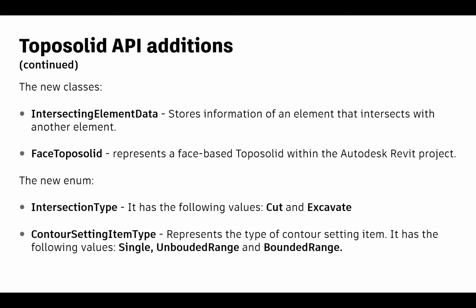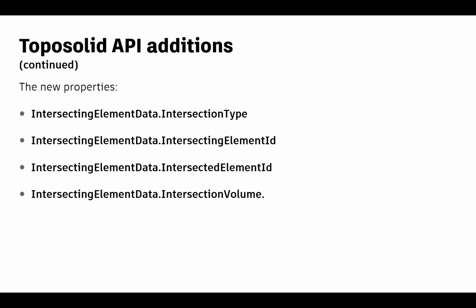There are also new classes, IntersectingElementData and FaceToposolid, and two new enums, IntersectionType and ContourSettingItemType, which could be single, unbounded range, and bounded range. Also new properties of IntersectingElementData: IntersectionType, IntersectingElementId, IntersectedElementId, and IntersectionVolume.